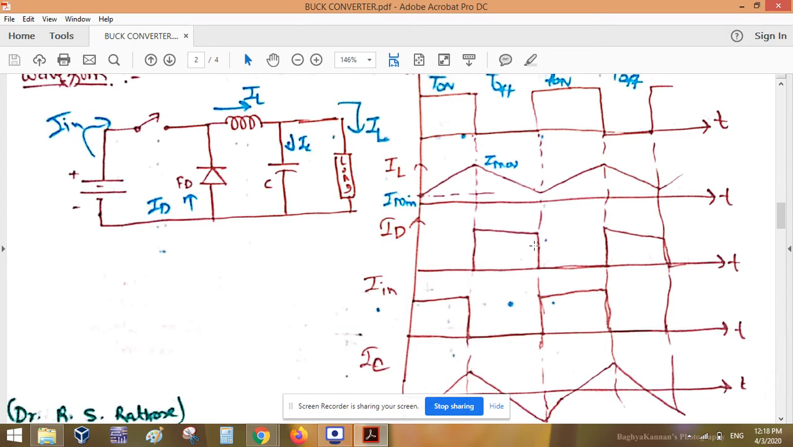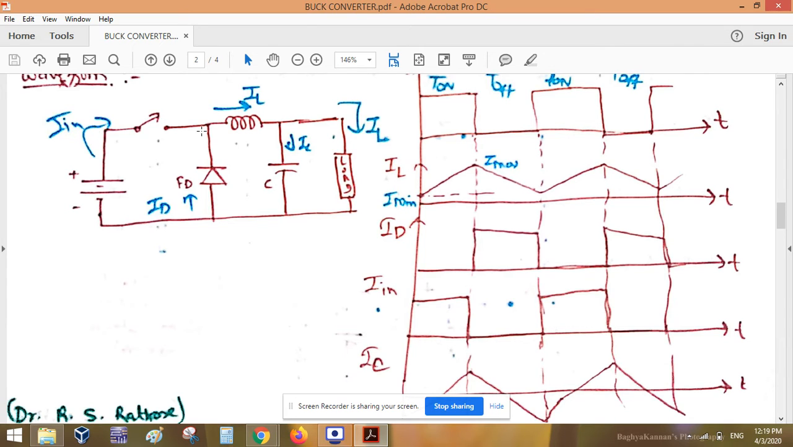Next, off cycle, again the diode is reverse biased, so it is off. Next, it is again on. So that is how your ID will behave. IN and ID. What will happen to your inductor current? Your inductor current, this IN inductor current.